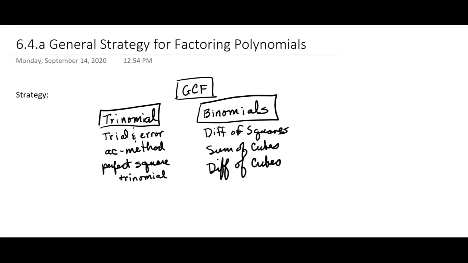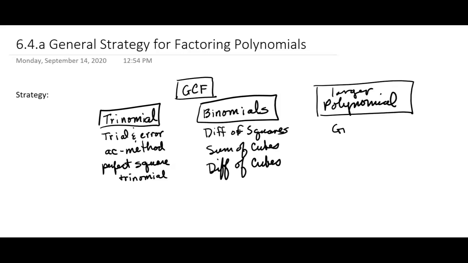And then third, maybe it has more terms. So maybe it's a polynomial, not a binomial or a trinomial, but a larger polynomial, more terms. Well, it might be a grouping thing then. It's probably a grouping thing. Now, it might group 2 and 2, or it might group 3 and 3. So it might be 2 terms and 2 terms. That's the kind of grouping we started out with. But we did have an example before where we grouped 3 together and then 1 was by itself. So those are the options, the things that we're looking for.